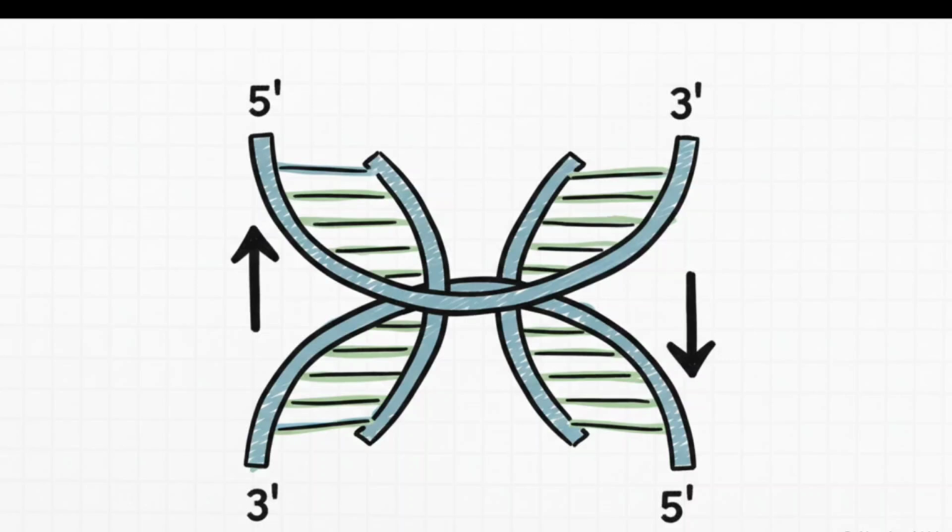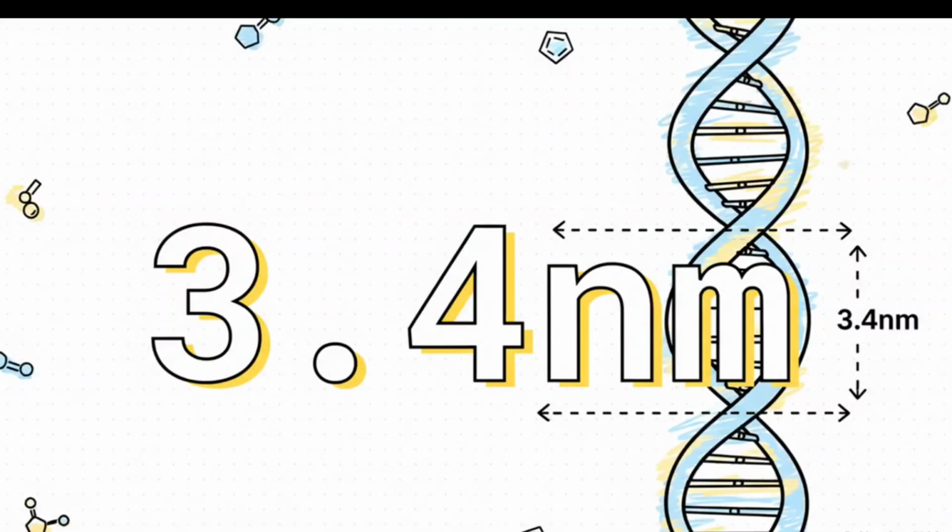Think of it like a two-way street. One strand runs in one direction, what scientists call the 5' to 3' direction, while the other strand runs in the exact opposite direction, 3' to 5'. This setup is absolutely critical for how our cells read and copy the DNA code. And you know, this structure is incredibly precise. It's not just some random twisty thing. It has a very specific, very regular geometry. Get this. One complete 360-degree turn of the helix measures exactly 3.4 nanometers.